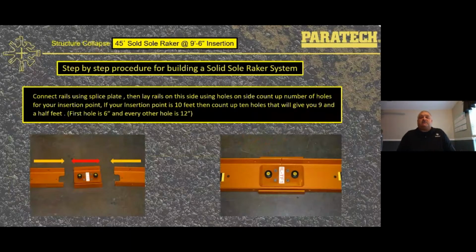What you got to look at is the first hole on the rail is up 6 inches. Then every hole after that is 12 inches. So thus, if I've got a 10-foot insertion point, then my cup and my base will be at 9'6", well within my 2 foot of window below my insertion that your raker needs to be.